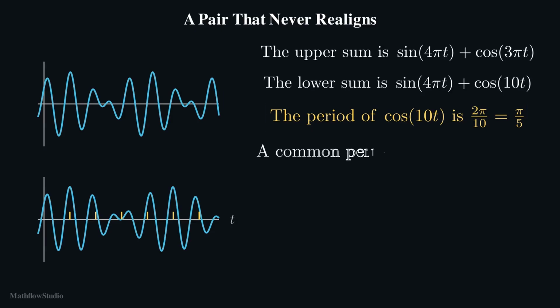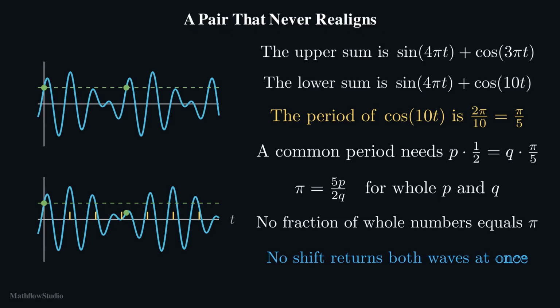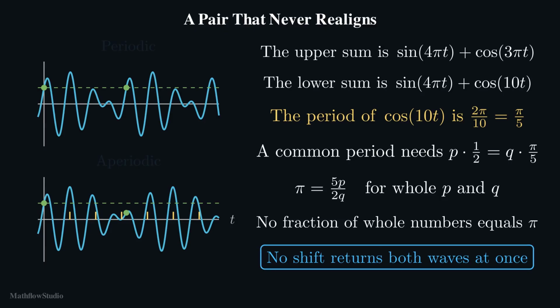A common period would have to be a whole number of halves, and a whole number of those periods at once. Rearranging sets the circle constant equal to a ratio of whole numbers, and the circle constant is not such a ratio. After 2 seconds, the second angle reaches 20 radians, which is not a whole number of turns. The 2 marked instants of the lower panel sit at different heights, so the lower sum never repeats.